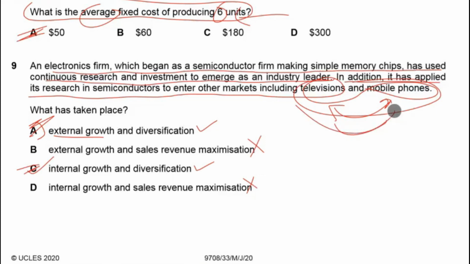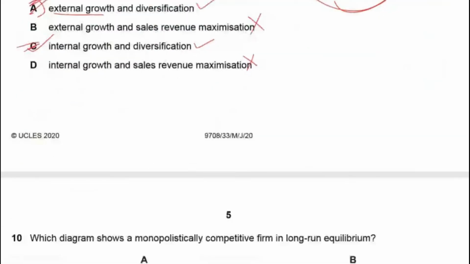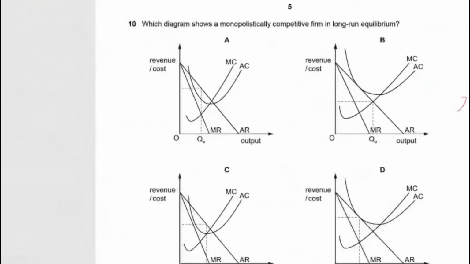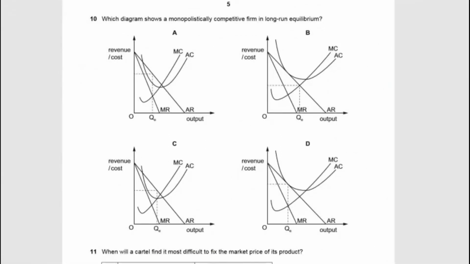This statement was showing diversification, and the above two lines show that it is using its own resources to expand the business. And the last question for this class. Okay, so D is the correct answer. Absolutely right, D is absolutely right. Which diagram shows a monopolistically competitive market?